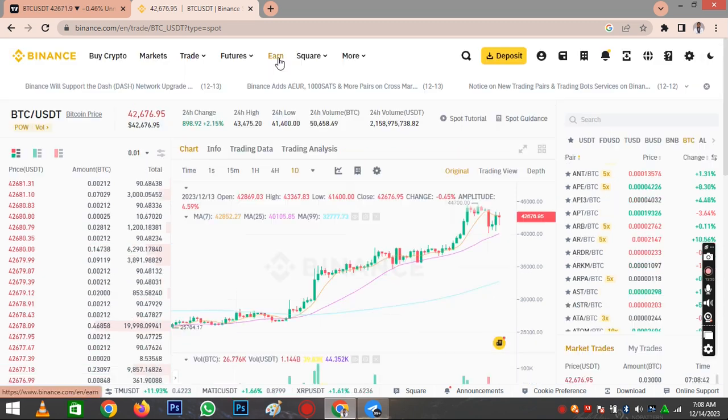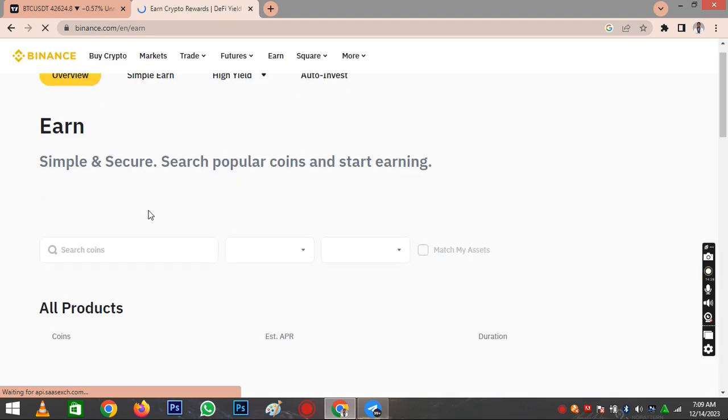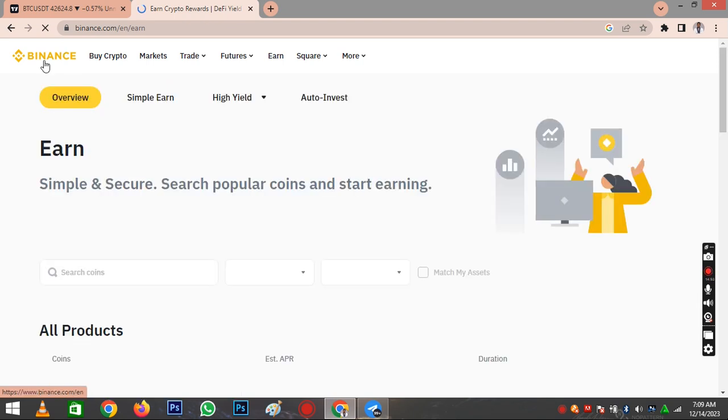And this earn section here is something you guys should also learn. I'm going to explain this too. It's very, very important. You can actually earn more cryptocurrency without working for it from what you're seeing here. You can stake, you can earn, you can do so many things from this point here: simple earn, high yield, auto invest and all that. For you to do this, you need BNB. You have to buy BNB.